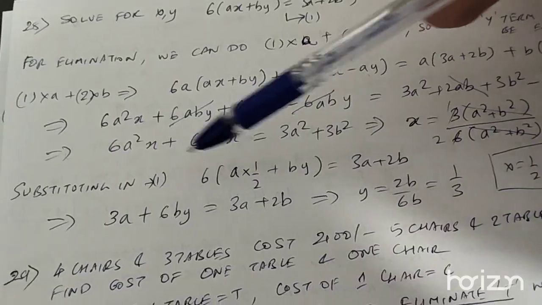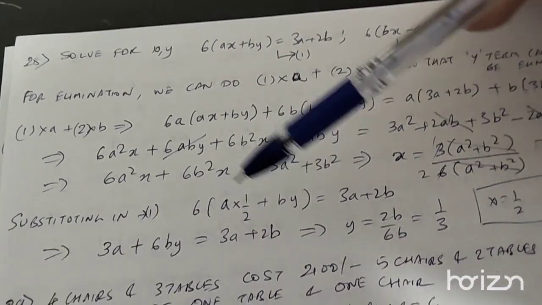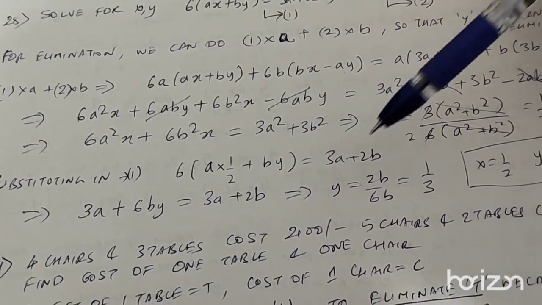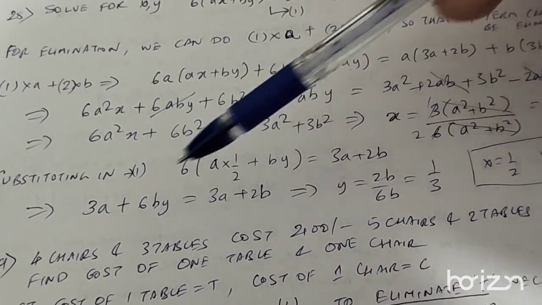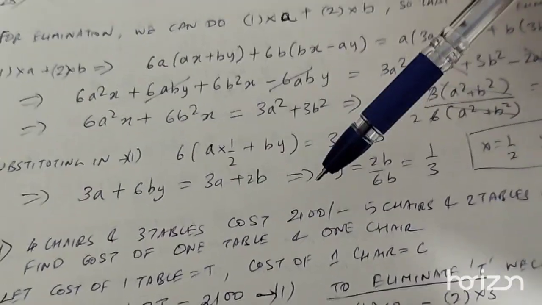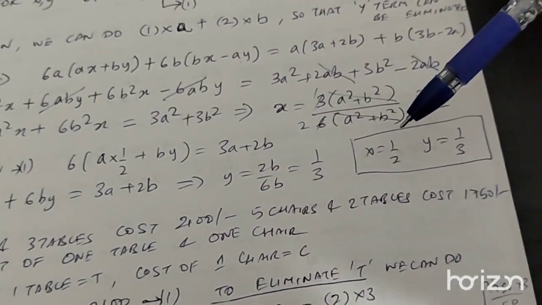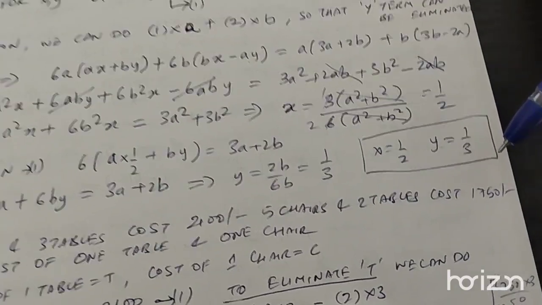Substitute this in equation 1, that is 6(ax + by) = 3a + 2b. So 6(a times half + by) = 3a + 2b. Simplifying, you get 3a + 6by = 3a + 2b, or y is equal to 2b by 6b, that is 1 by 3. So the answer is x is half, y is 1 by 3.